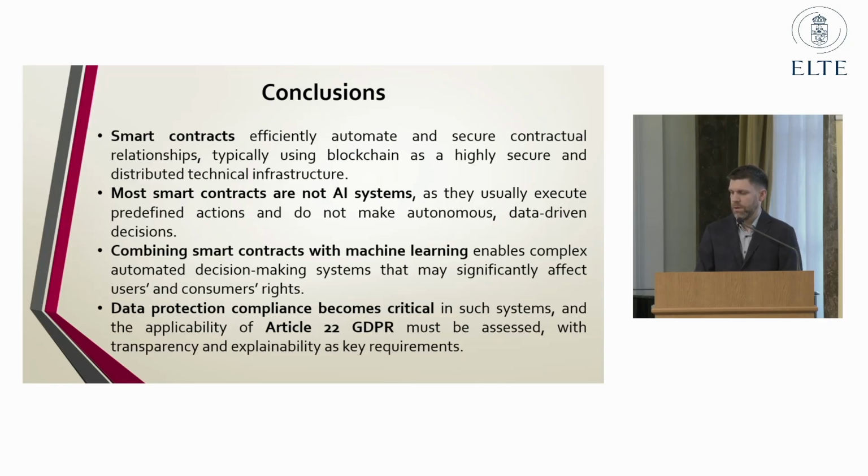We can combine, on the other hand, smart contracts with machine learning. It then enables complex automated decision-making systems that may significantly affect users and consumers' rights. And if this is the case, but only if this is the case, then data protection compliance becomes very, very critical in such systems, and the applicability of Article 22 of the GDPR must be assessed, with transparency and explainability as key requirements.